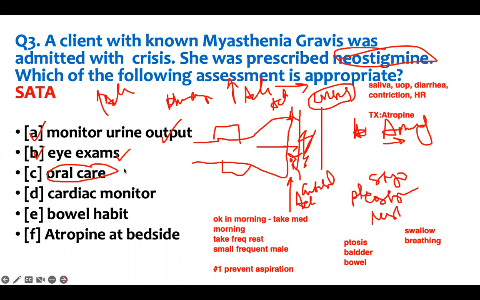I don't think they're making a lot of saliva. If they have anticholinergic and their mouth is dry, yeah. But with oral care, their mouth is moist. They're making too much saliva. So somebody will say yes because you want to prevent aspiration, but I don't think they will aspirate from that. Cardiac monitor, yeah, because their heart rate will go down. Bowel habit, yeah, they're going to have diarrhea.